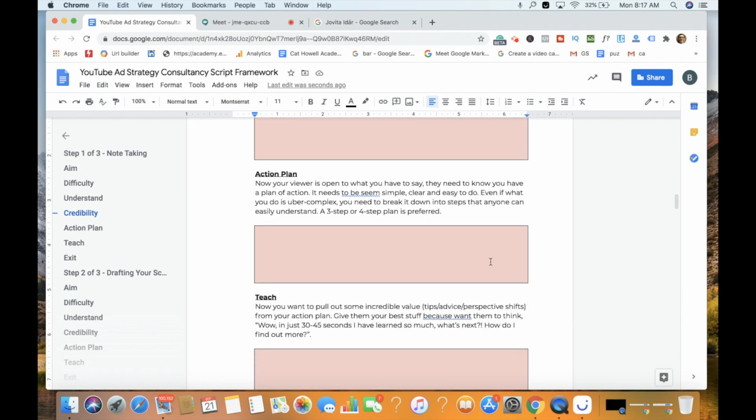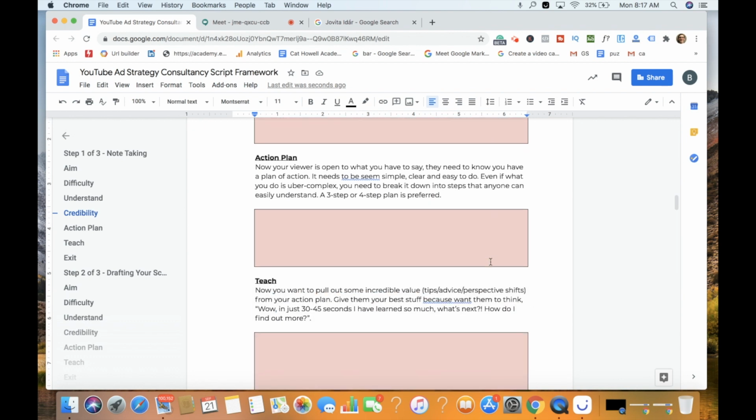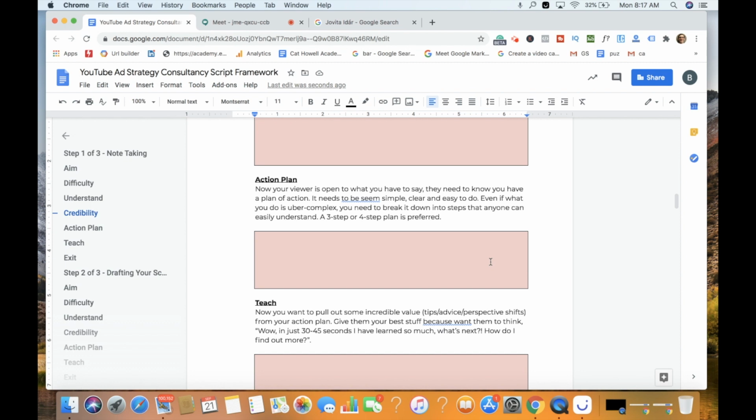Now, action plan. The viewer has an aim, you've dug into that pain point, and now you're saying, we know we're this great solution, and this is why we're a credible solution. Now you're telling the viewer what their next step is. Click the link down below to schedule your free estimate, and then we're going to come out and do a home evaluation.